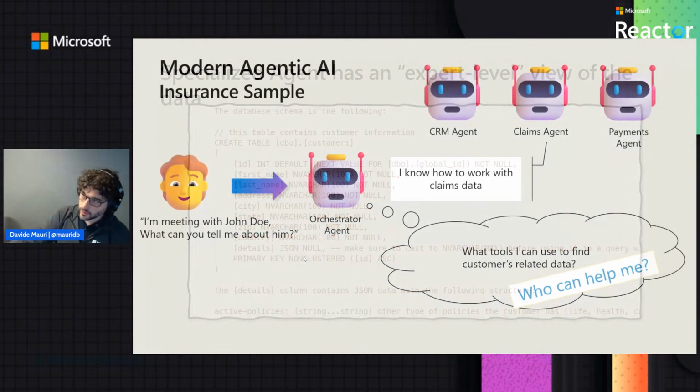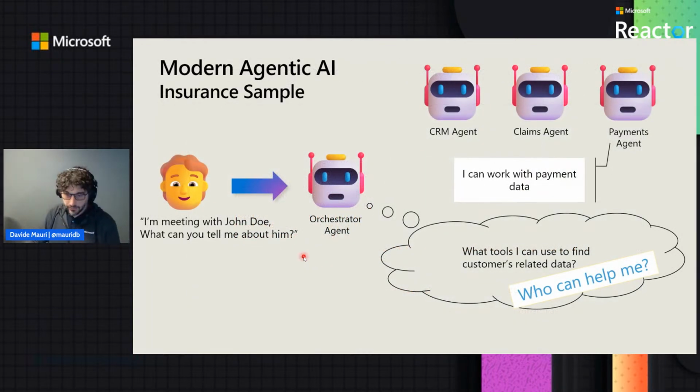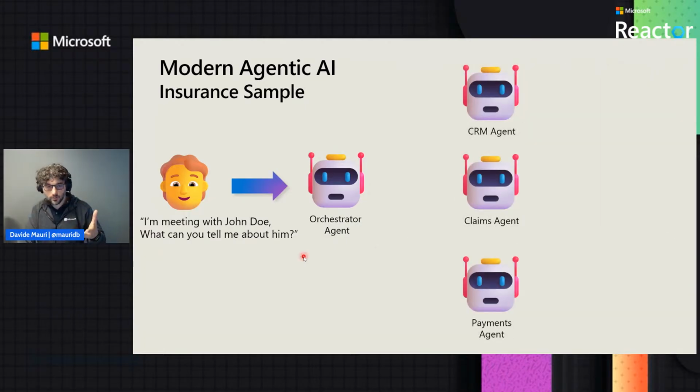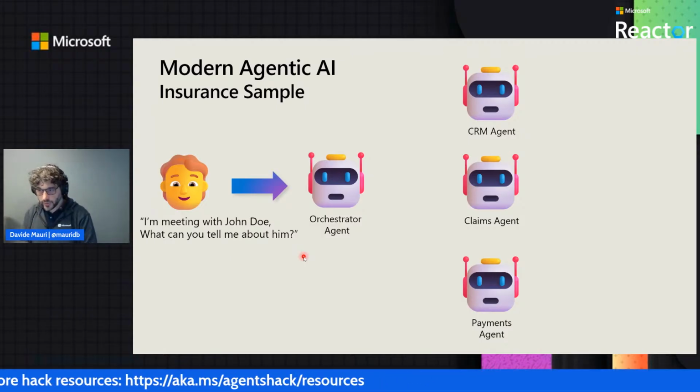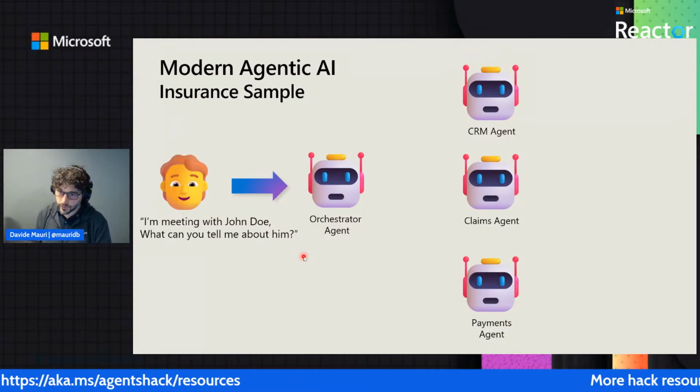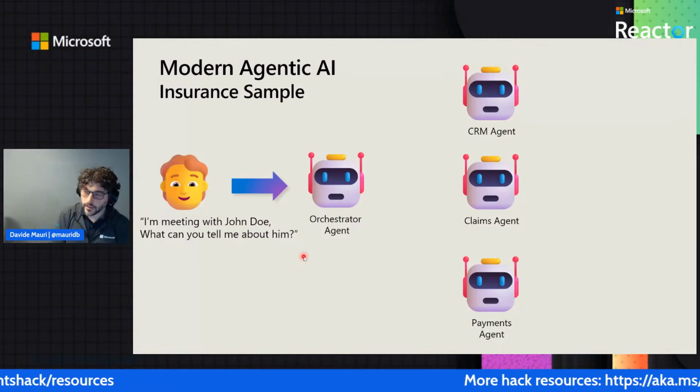And this is true also for the claims agent and for the payments agent. Basically now what the orchestrator knows is who to ask for help to get some specific data that it might need. So after the first question, the orchestrator agent figures out that it needs to query the customer data.